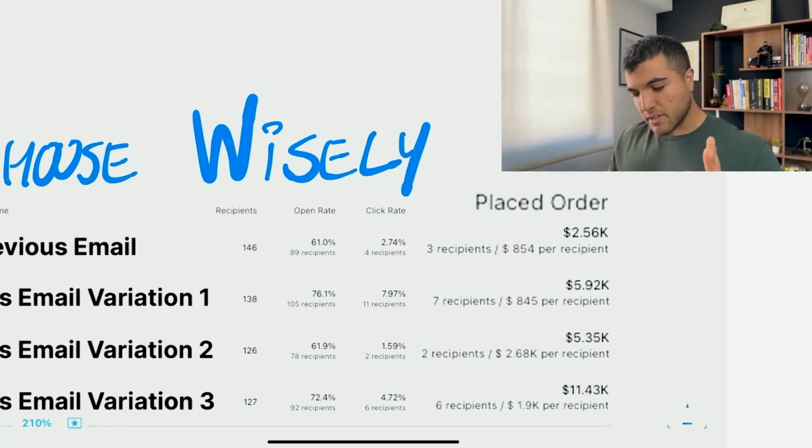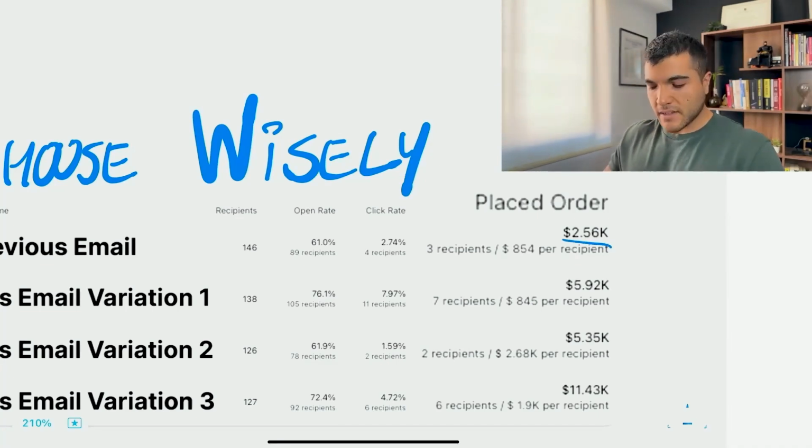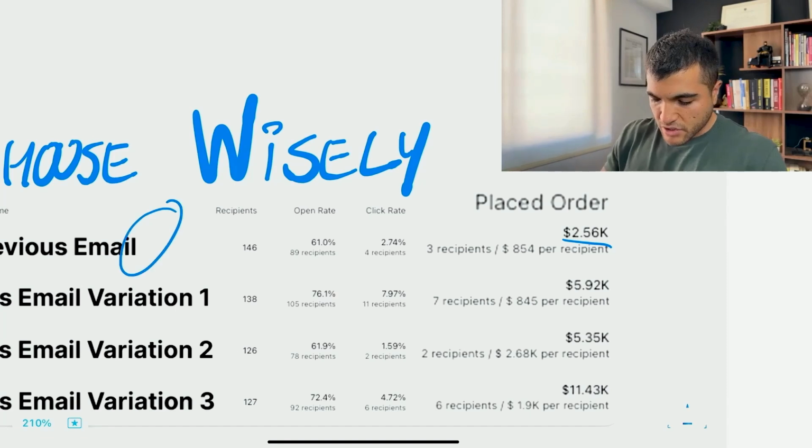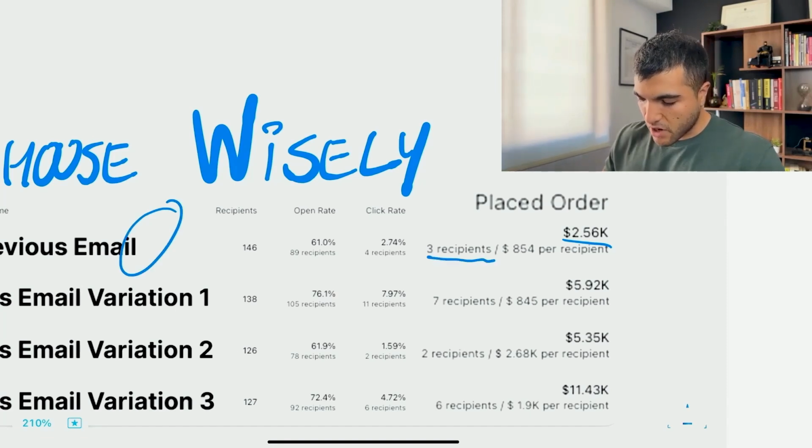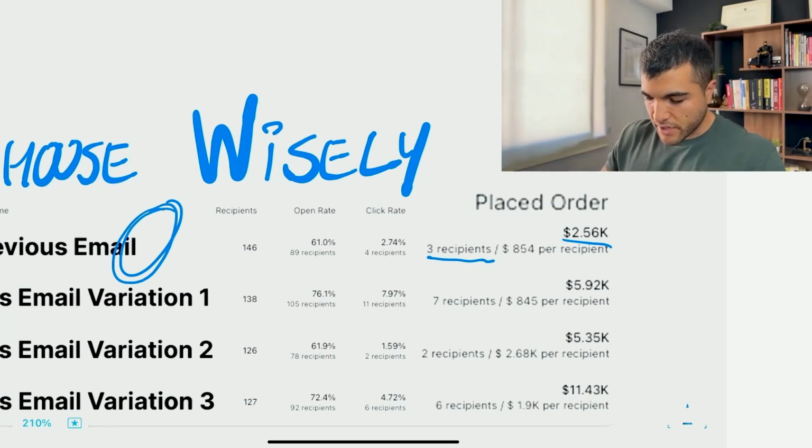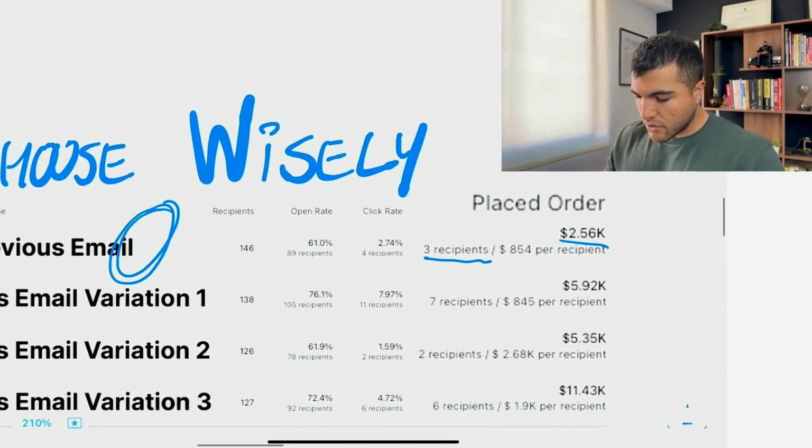There are 3 numbers that we are looking at here. First, we have total sales. How many sales did this variation generate? Then we have this number. How many actual sales, how many buyers this variation generated? And the third one is the average order value. How much money on average each one of these 3 people spend.